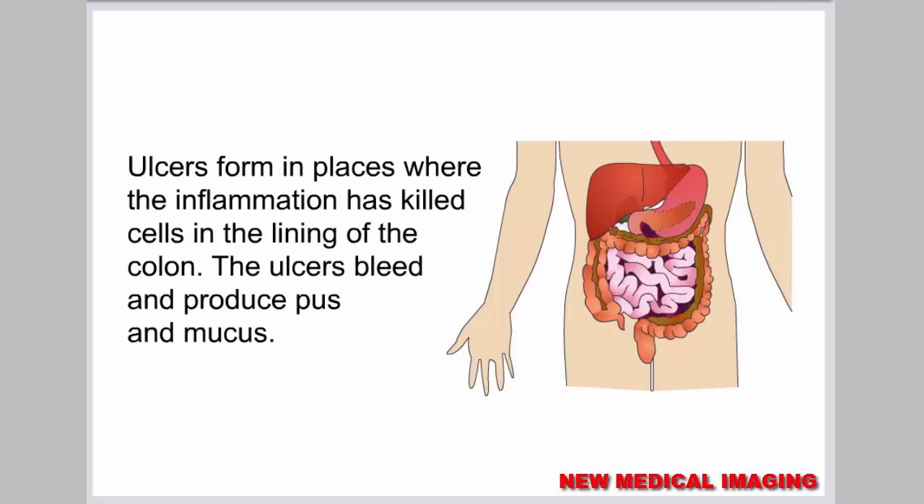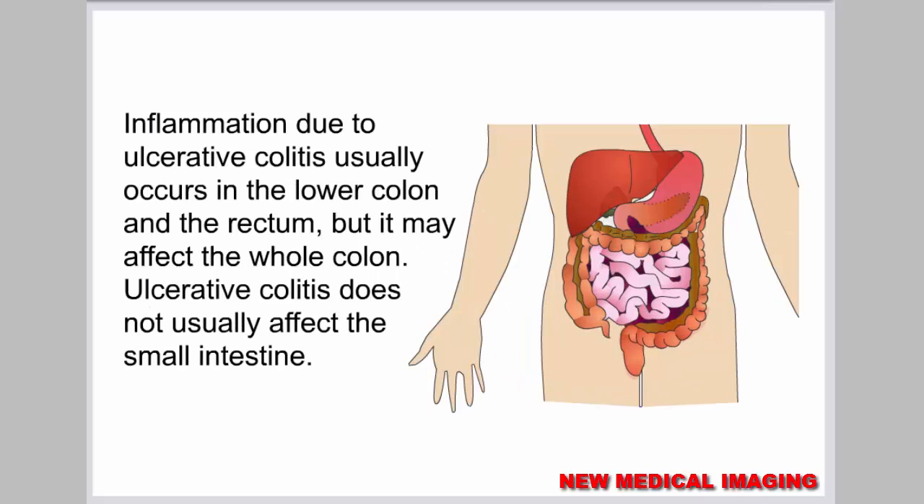Ulcers form in places where the inflammation has killed cells in the lining of the colon. The ulcers bleed and produce pus and mucus. Inflammation due to ulcerative colitis usually occurs in the lower colon and the rectum, but it may affect the whole colon. Ulcerative colitis does not usually affect the small intestine.